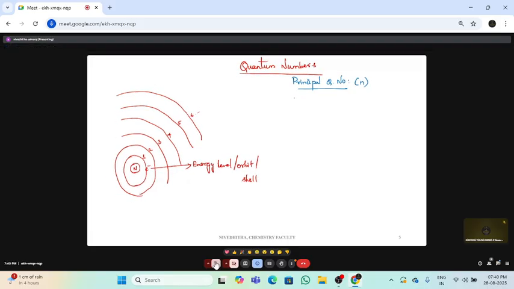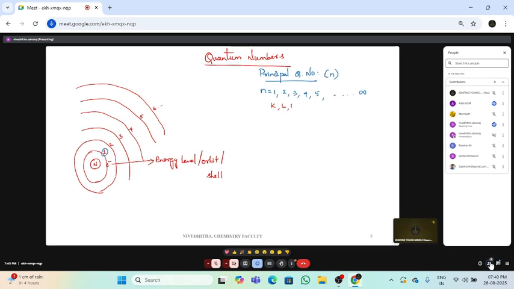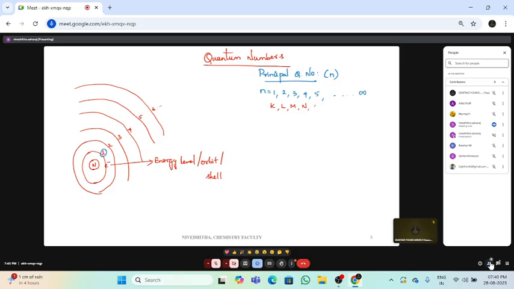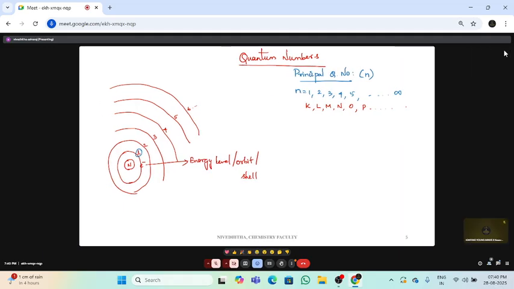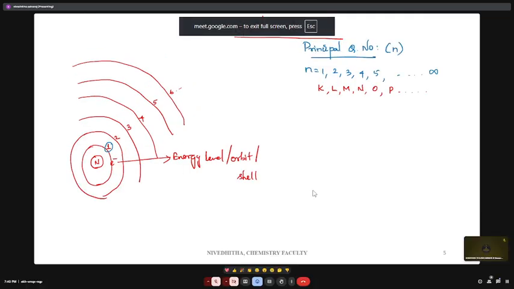Quantum numbers are in alphabets also. What are all the alphabets we'll be using to represent this principal quantum number? We'll be using K, L, M, N, O, P, and goes on. Generally we are using numbers, but we also have to know these numbers can also be represented with alphabets. So this is the principal quantum number.